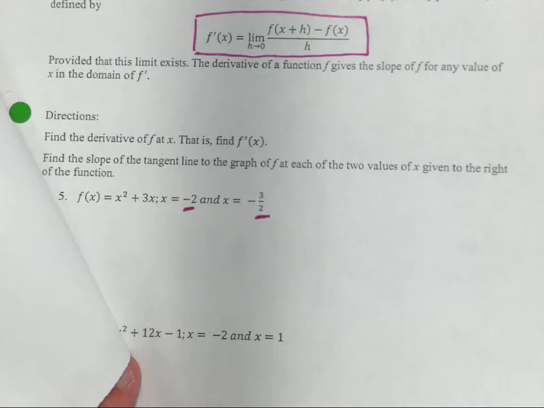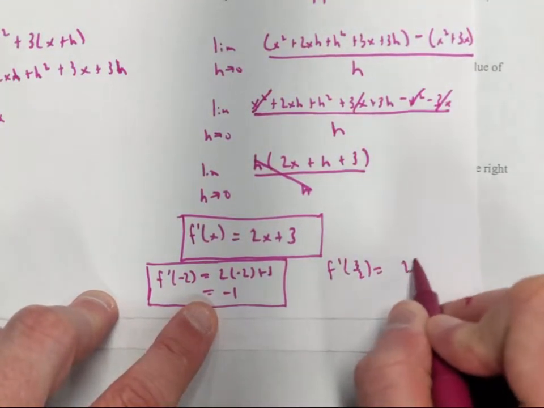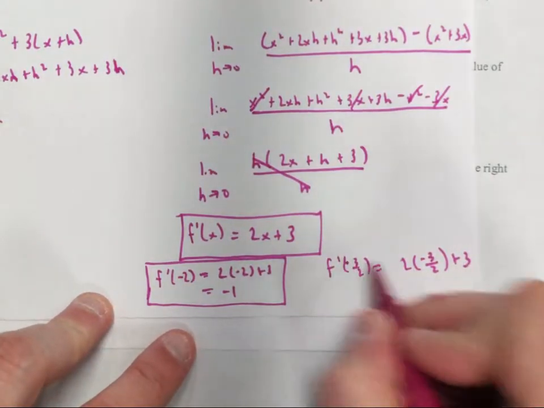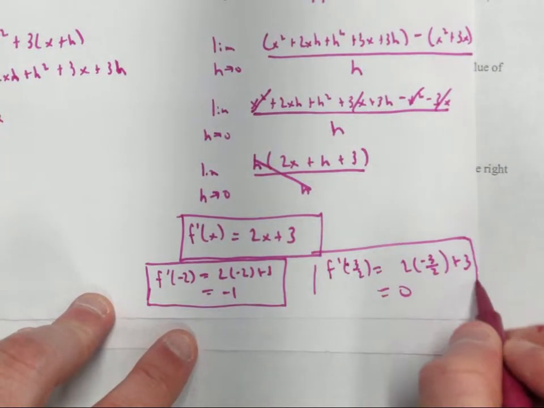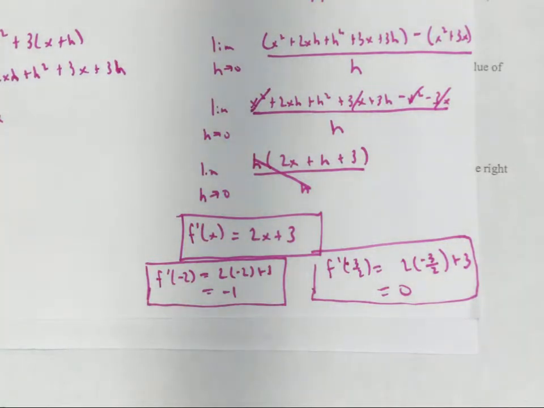Now f of what? Two times negative, this will be 0. Now I'll give you a little hint. This helps you predict something right here. At this point in the graph, you see it's a negative 1, the slope of the tangent line.